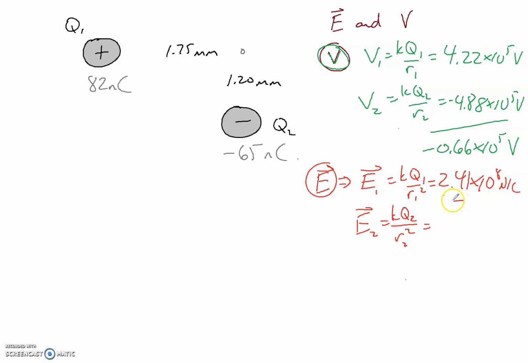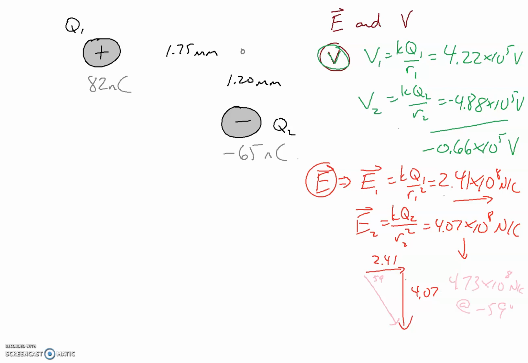And that field will be going towards the right. And then E2 should be like 4.07 times 10 to the 8 newtons per coulomb, and that field will be going down. Now we've done this type of thing before, so this is where we have to make our triangle. So if we make the triangle, we've got 2.41 going to the right, we've got 4.07 going down, and we would have our total electric field, something like this. So we'll crack out the Pythagoras and then the trig to figure out the length of the hypotenuse and the angle.